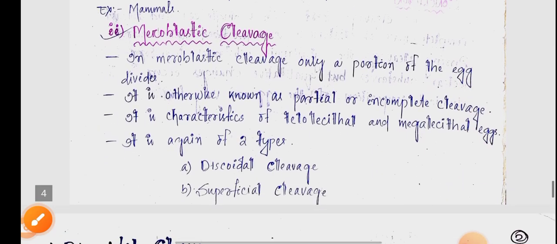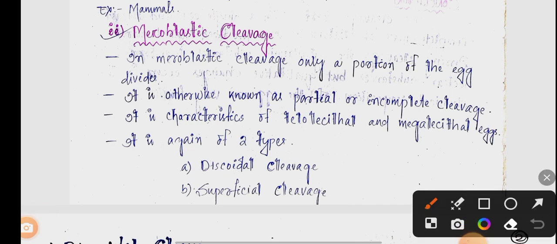So now we have discussed the types of cleavage: holoblastic cleavage and meroblastic cleavage. Meroblastic cleavage has two types, and holoblastic cleavage has 5 types. So let's discuss meroblastic cleavage.